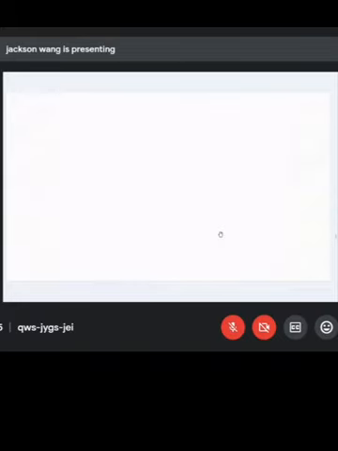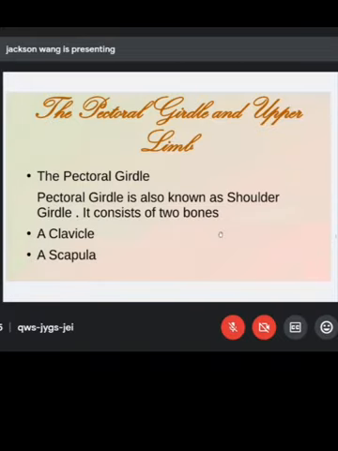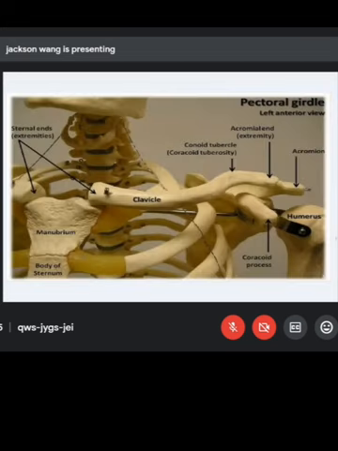The pectoral girdle and upper limb. So the pectoral girdle is also known as shoulder girdle. It consists of 2 bones, a clavicle and scapula. Clavicule et l'omoplate. Clavicle et scapula.